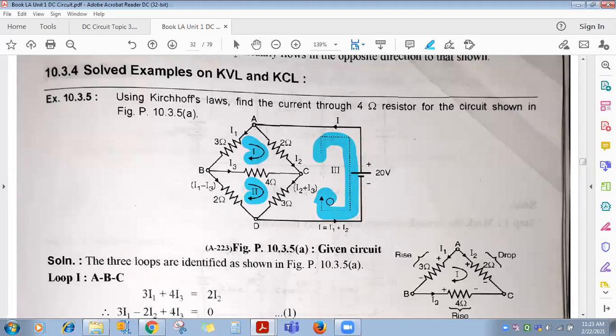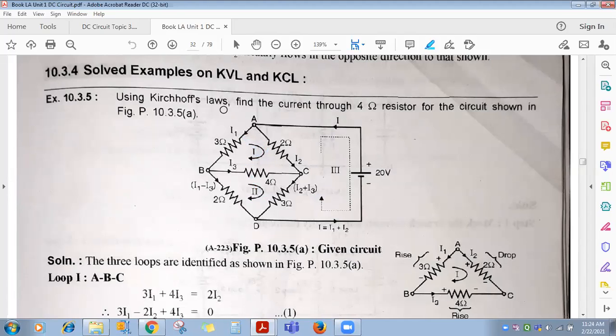Loop direction you have to select. You can select any loop direction, clockwise or anti-clockwise. So we have selected clockwise here. So with clockwise loop direction, apply KVL to all 3 loops. Now while applying KVL, what do you have to do? Whenever you are moving from higher to lower potential, mark it as negative, and from lower to higher, mark it as positive, whether it is a voltage drop or a voltage source.